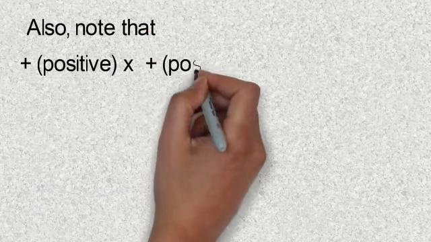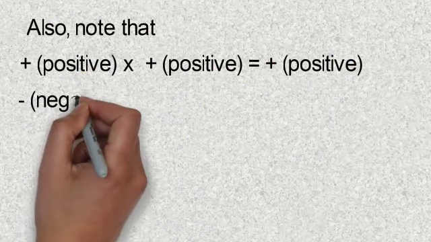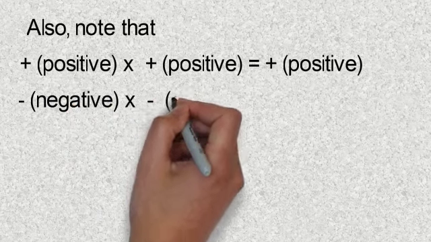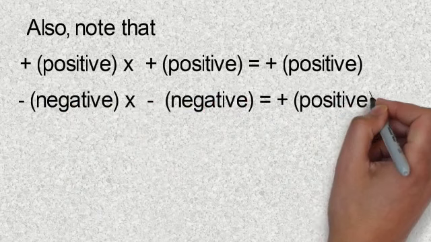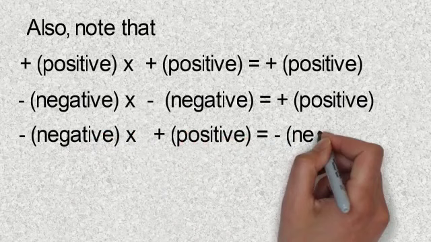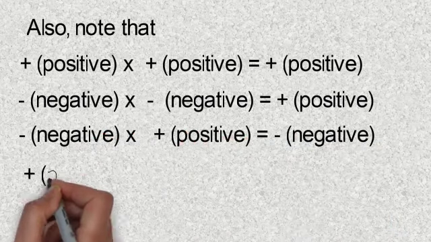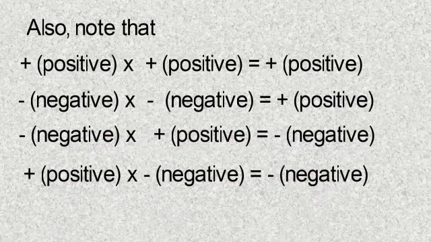Also note that when I'm multiplying positive and positive, so plus multiplied by plus will give me what? Positive, which is equal to plus. So minus multiplied by minus, which is negative times negative, will give me positive. Negative times positive, which is minus times plus, will give me negative. Plus times minus, which is positive times negative, will give me negative, which is minus. Also, this is very, very important, and it will be useful for us in our solving mathematics.